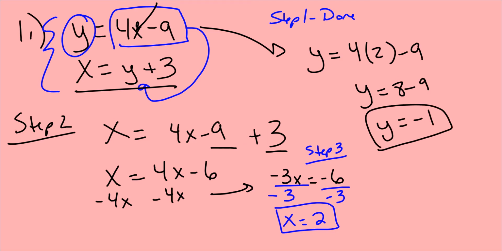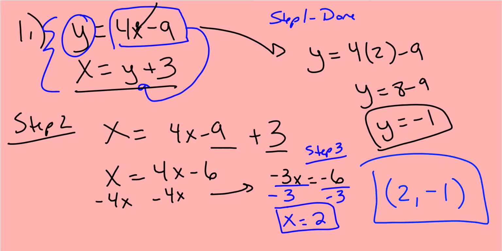I get an answer for x, I get an answer for y, so I'm going to write it as an ordered pair, (2, negative 1). That's the solution. That's my answer right there, as an ordered pair. And that's it for number 1.